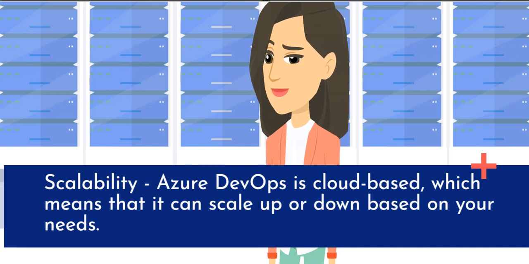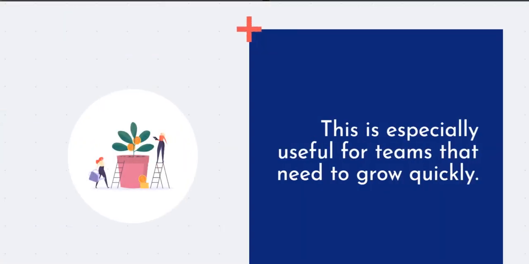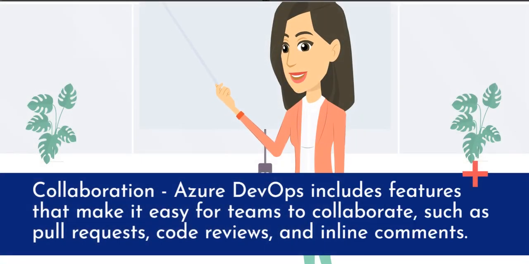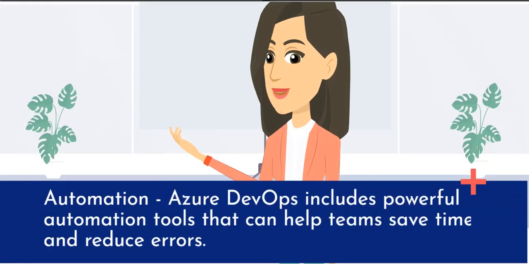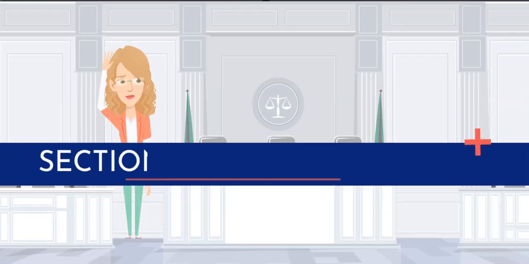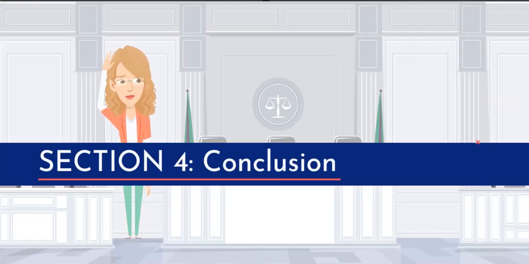Scalability. Azure DevOps is cloud-based, which means that it can scale up or down based on your needs. This is especially useful for teams that need to grow quickly. Collaboration. Azure DevOps includes features that make it easy for teams to collaborate, such as pull requests, code reviews, and inline comments. Automation. Azure DevOps includes powerful automation tools that can help teams save time and reduce errors.